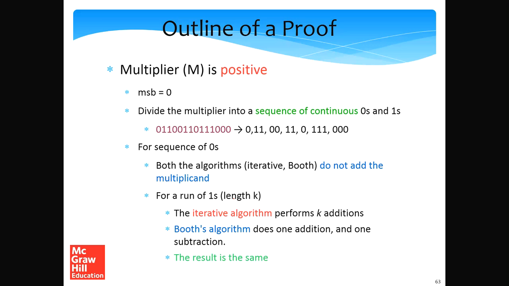So assume that a multiplier m is positive. If the multiplier m is positive, then the way the proof works is that we try to match the state between the iterative algorithm and Booth's algorithm, and we shall see that since at the end the MSB is 0, all the runs of ones are in a sense taken care of, because we do a subtraction and then we do an addition.